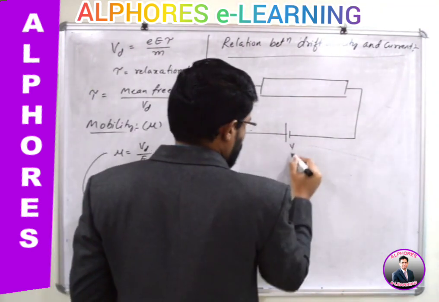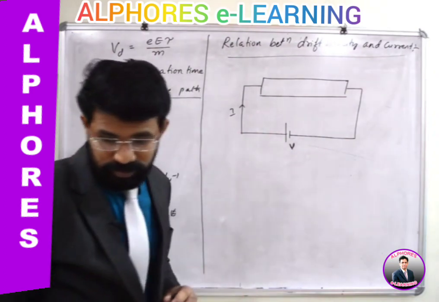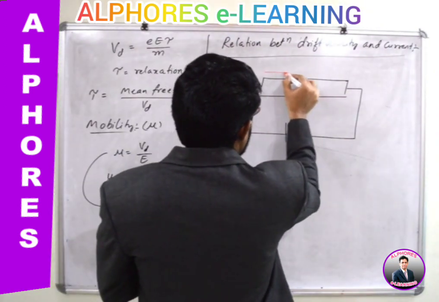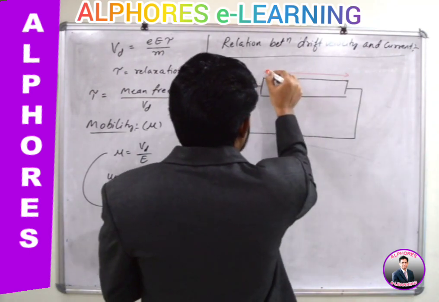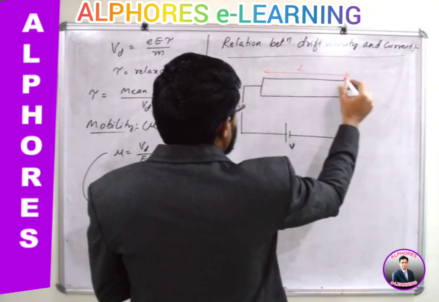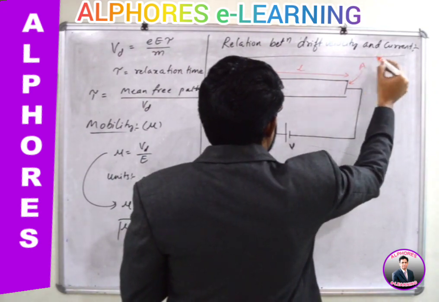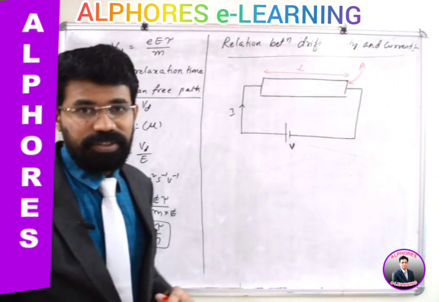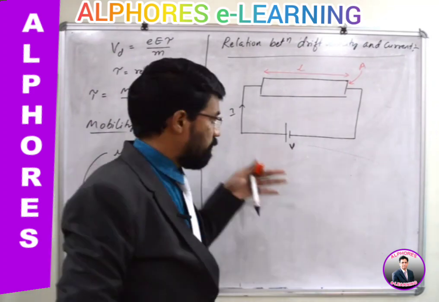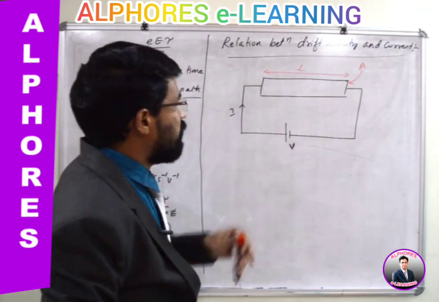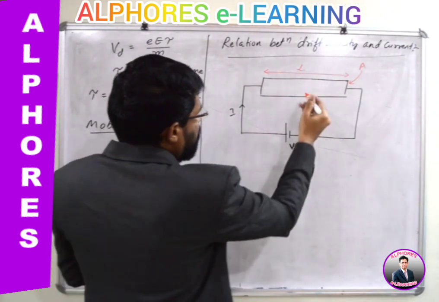Let us say the potential supplied by the battery is V, and here I'll assume that the length of this conductor is L, and I will take the cross sectional area of this conductor as A. There is a need of defining all these things. You will come to know eventually when I go with the derivation, the necessity of introducing all these parameters. Okay, so inside what happens?